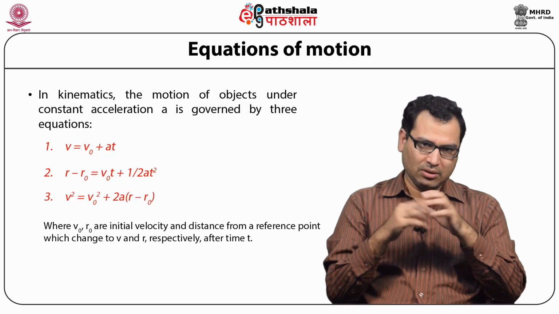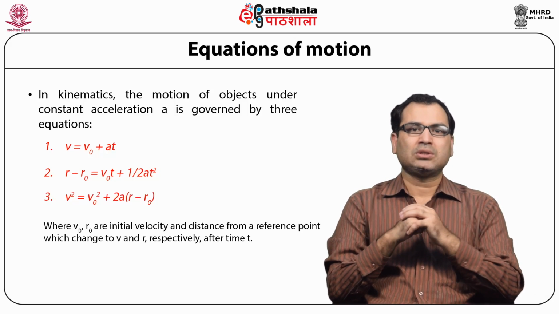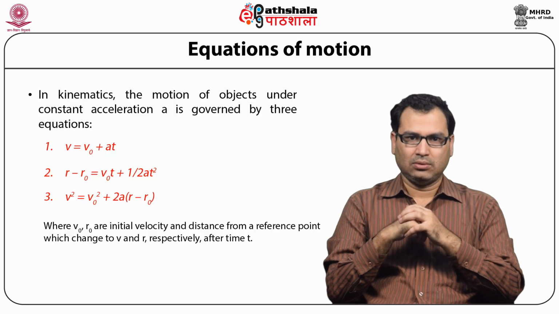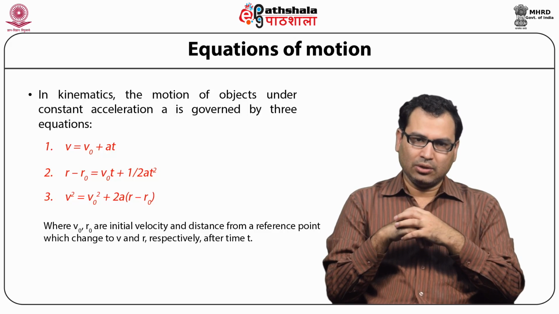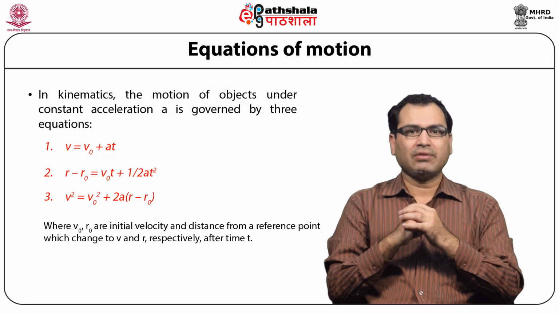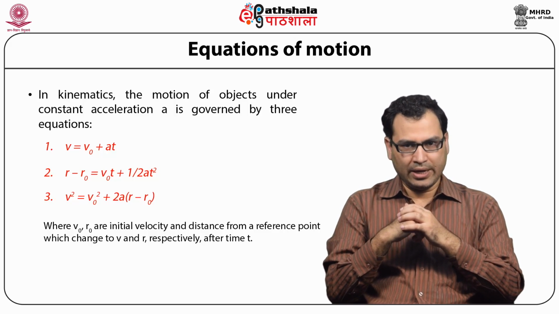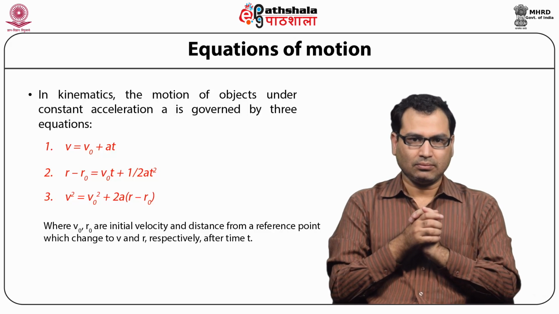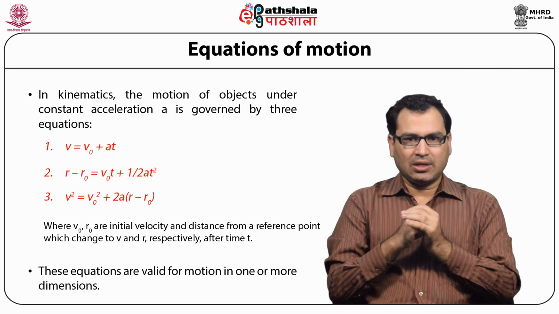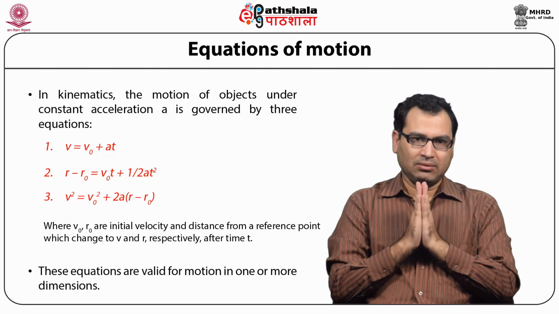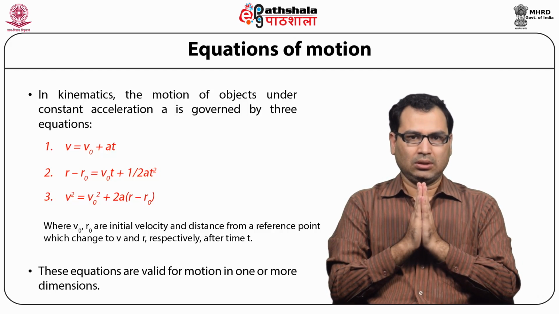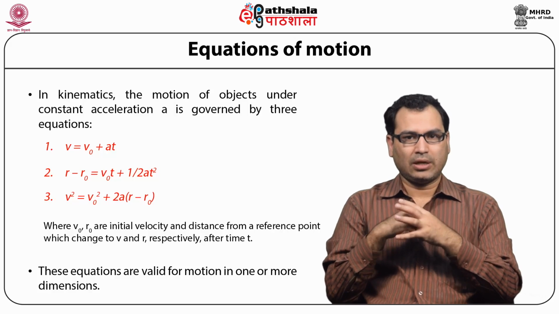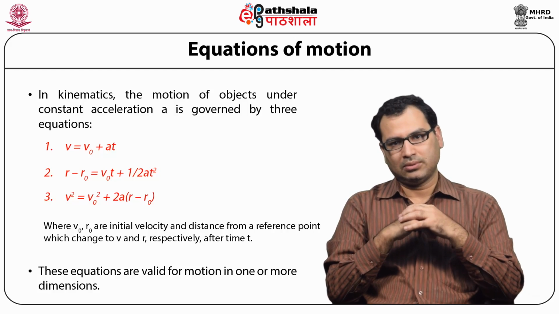And the third equation is v squared equals v naught squared plus 2a times (r minus r naught). So here you can calculate v if given v naught, a and r. These equations are valid for any dimensional problem. These are valid for a one dimensional problem, or a two dimensional problem, or a three dimensional problem.